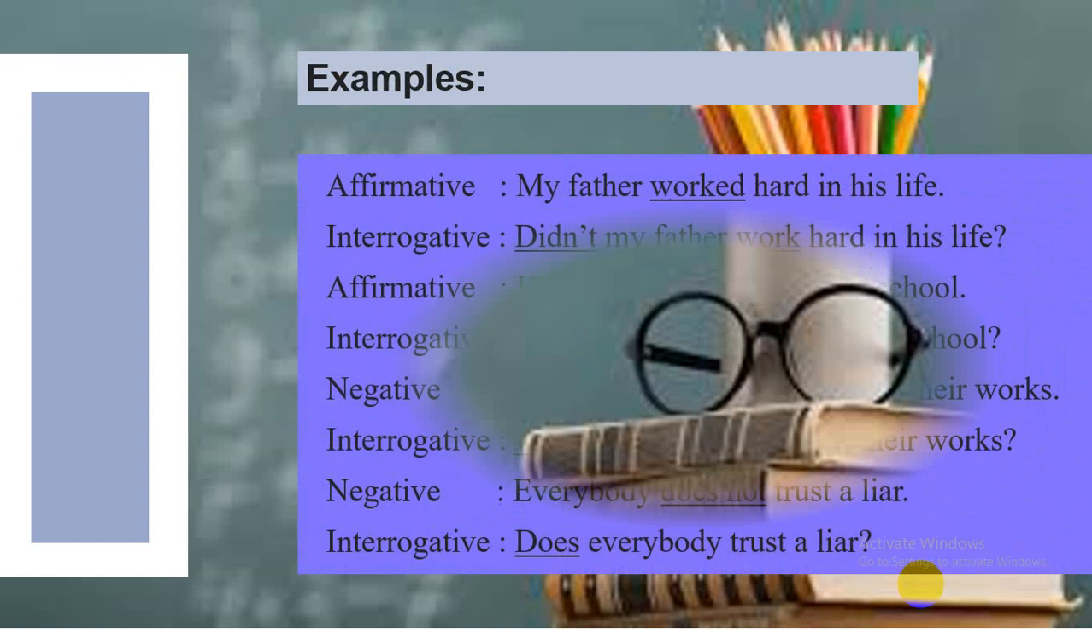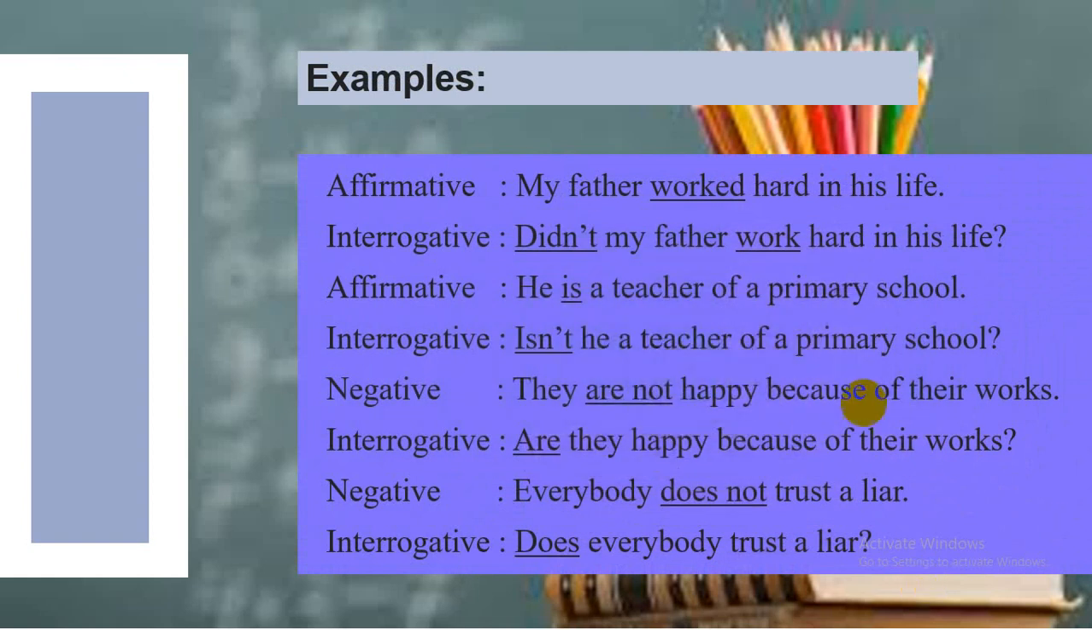So here are some examples. The first one, affirmative: My father worked hard in his life. Here the underlined word is worked. As the sentence is affirmative, you can change it into interrogative. As it is past form, did auxiliary will be there. Along with that, we have to attach the negative contraction. So the form is: Didn't my father work hard in his life?